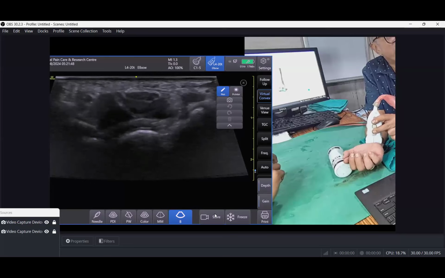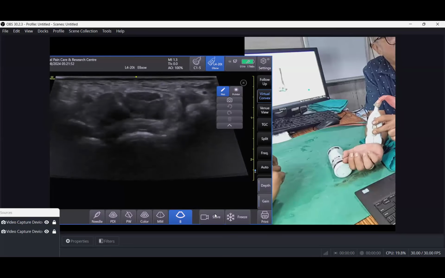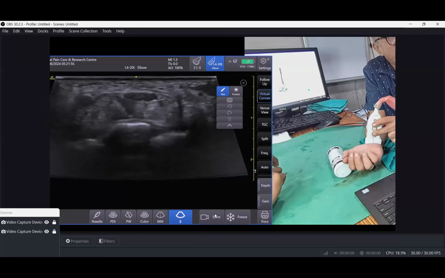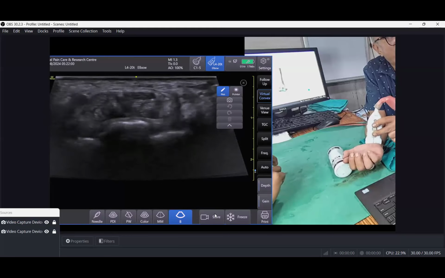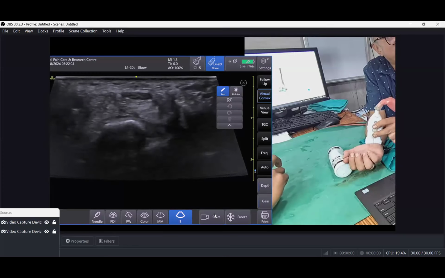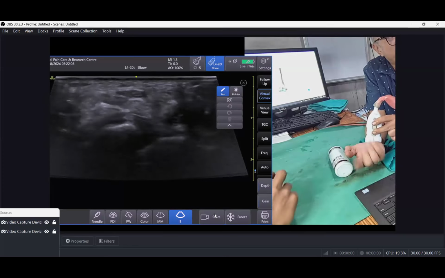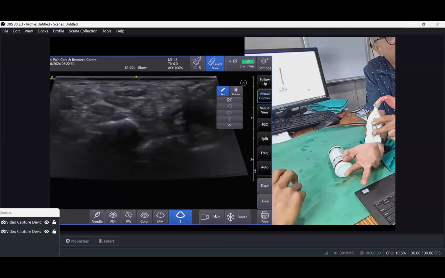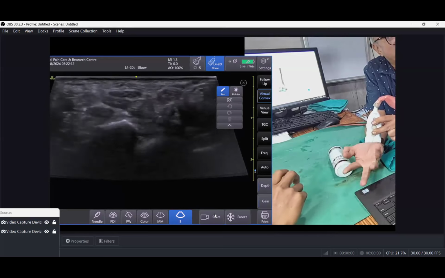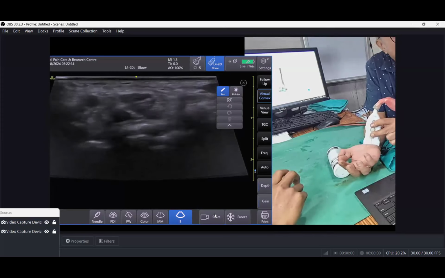And another way is to angulate the probe cranially and caudally. See the anisotropic effect in the tendon and nerve. The anisotropic effect in the nerve is less, but in the tendon it is more. And tell the patient to move the finger. See how the tendons are moving right and left, but the nerve is not moving that much. Can you appreciate it in the center?